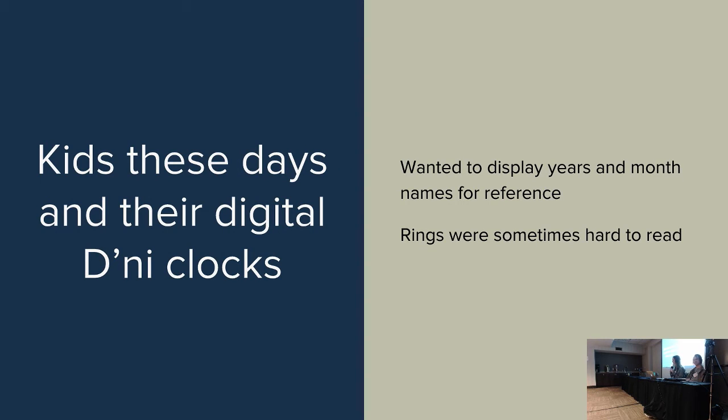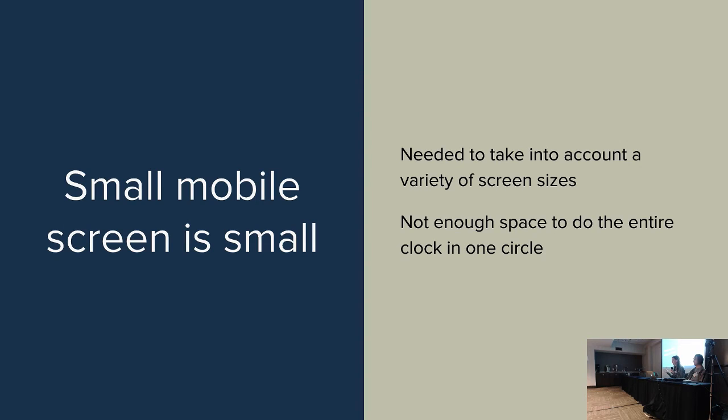So one of the problems that we faced was we wanted to display the years, which only change very slowly, and we also wanted to display the name of the month in regular letters for reference. And we also found that the rings of the clock were sometimes hard to read, so we decided to have a display along the bottom that would tell you in text what time it was. Also, as Dane mentioned, Android devices come in a lot of shapes and sizes, and we had to take that into account. And some of them can be pretty small.